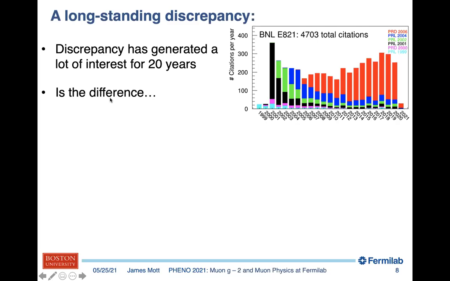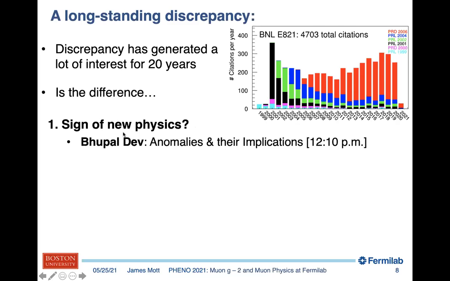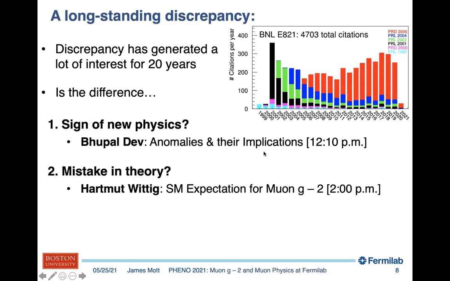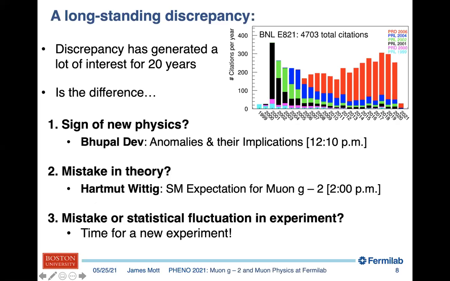And so the question we're asking ourselves here is: is this difference a sign of new physics? It's obviously what we're all hoping, but we do have to make sure it really is real before we get too carried away. In terms of the new physics stuff, Bhupal will talk in 2 talks' time about anomalies, and he'll cover this anomaly and possibilities for beyond the standard model physics. Of course, it could also be a mistake in the theory. Again, I point you to Hartmut's talk where he'll discuss the theory. So what I'm really trying to address today is, could this be a mistake or a statistical fluctuation in the Brookhaven experiment, which I think is motivation enough to say it's time for us to do this new experiment, which I'm telling you the result from today.